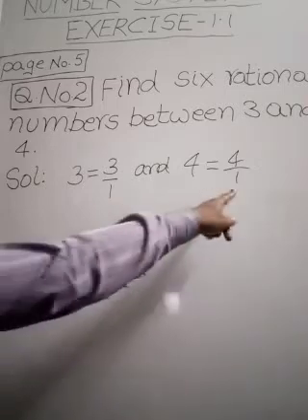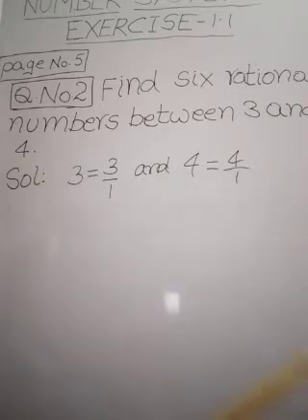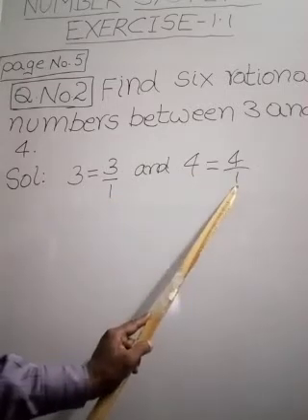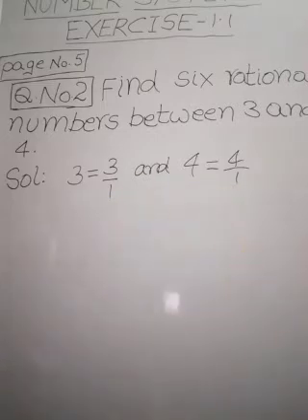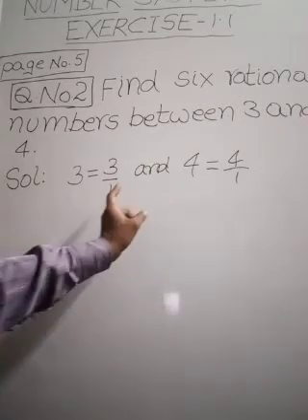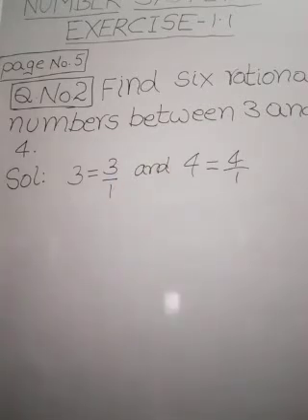In these two fractions, what are the denominators here? Here denominator is 1, here also denominator is 1. So both are like fractions. So first of all we have to check whether the given rational numbers are like fractions or not. If not, we have to convert them into like fractions, means we have to make their denominators same. Understood my dear children? Right. So this part is over. They are like fractions. Now come to the question.